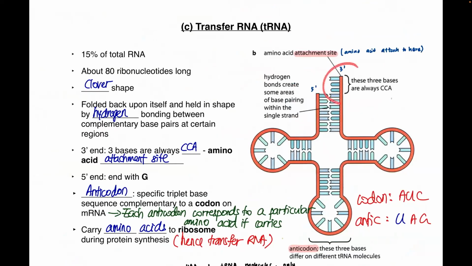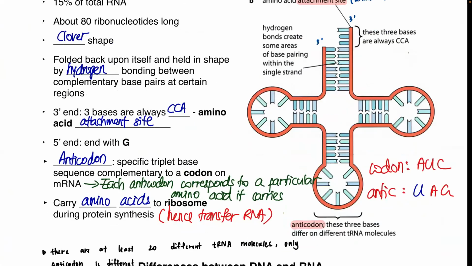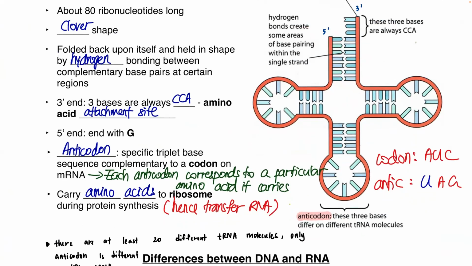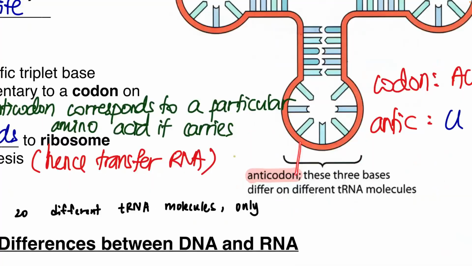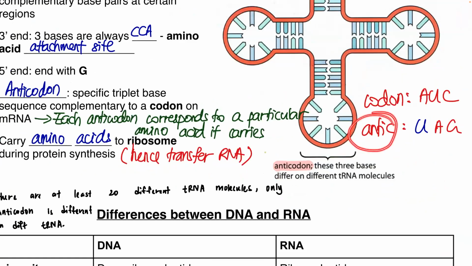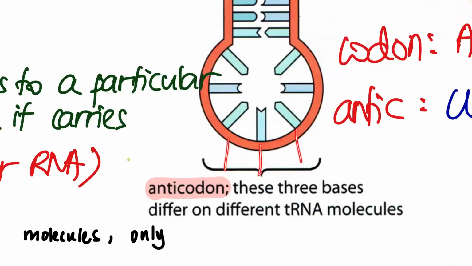So the 3' end has CCA, and then there's an amino acid attached there. The 5' end ends with the G. There's always a G on the 5' end. And most importantly, there are 3 bases which we call the anticodon, and different tRNAs have a different anticodon there.